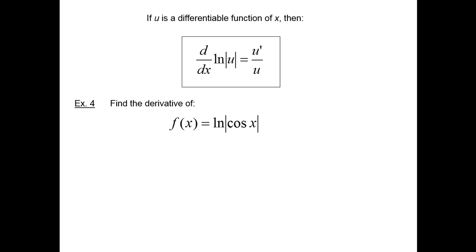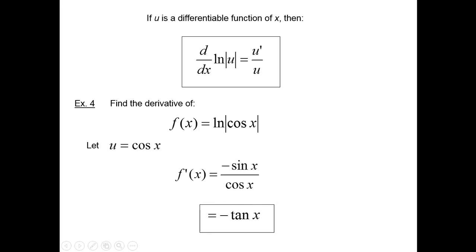Let's say we have the natural log of absolute value of cosine x. The absolute value is only in there because you can't take the log of a negative number, so it's kind of a formality. But you're going to take the derivative using chain rule. So we're going to have 1 over the inner function, which is cosine x, times the derivative of that inner function, which is negative sine x. That just simplifies to negative tan x.